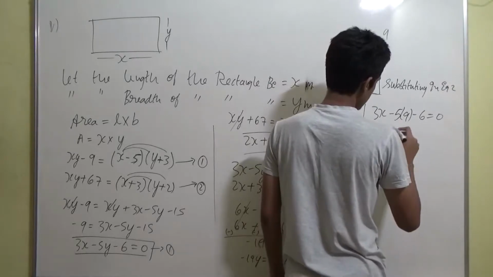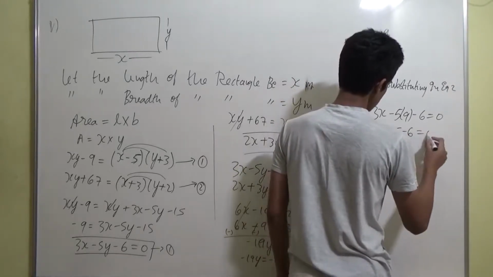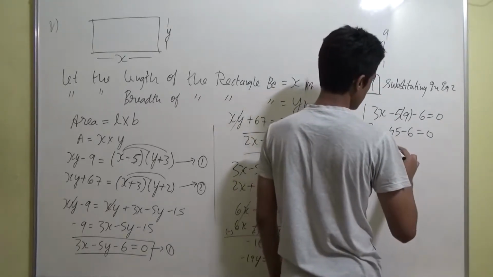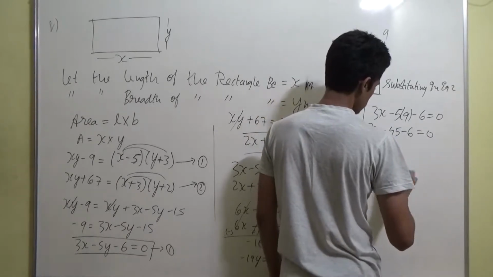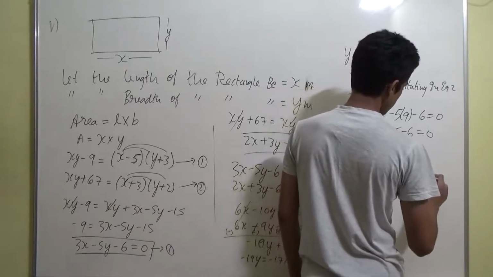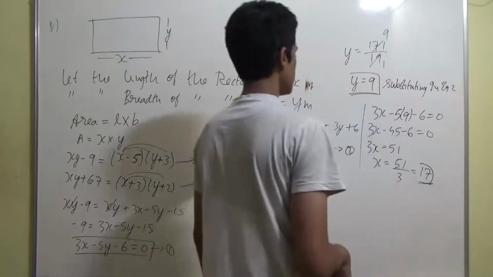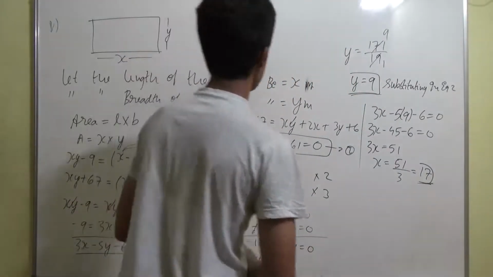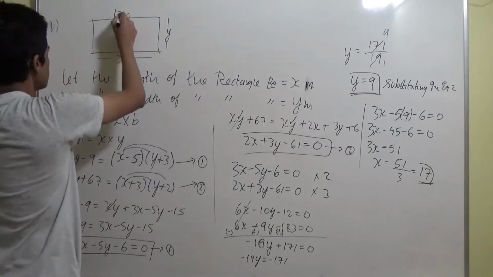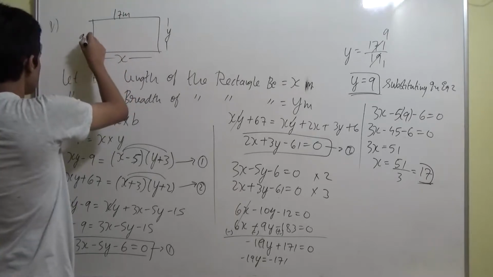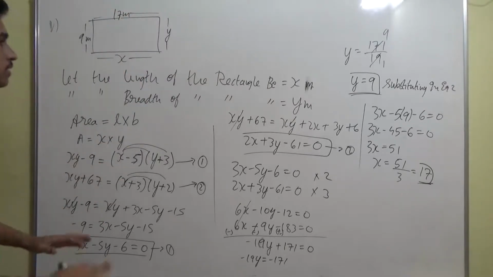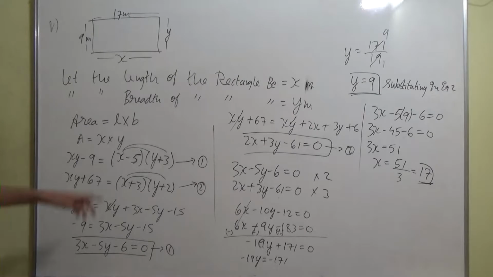3x minus 45 minus 6 equal to 0. 3x equal to, so this becomes minus 51. When it goes to the other side, it becomes 51. x becomes equal to 51 by 3. That time it will become 17. Getting it? x becomes 17 and y becomes 9. So the length is 17 meters and the breadth is 9 meters. As simple as that, guys. That's the final answer. Done. Over. So what we did, guys, is we first used this formula.